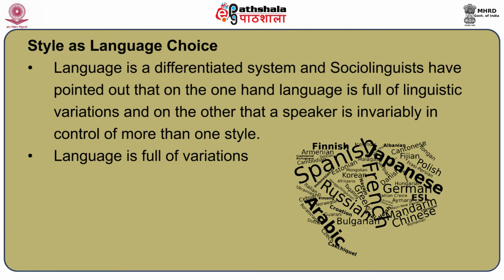Now, style as language choice. How do we see style as emanating from choice? We have said right at the beginning, language is a differentiated system. It means that language functions on differences. It is a heterogeneous system, unlike for the grammarians, for whom language is homogeneous, language is uniform. So in a uniform language, you can cut out, you can identify, you can dissect and bring out certain structures and identify them.